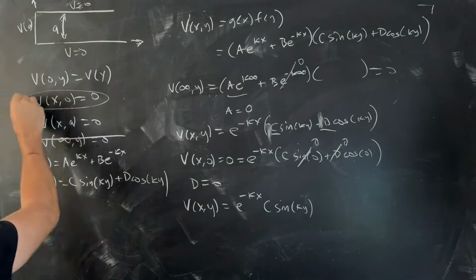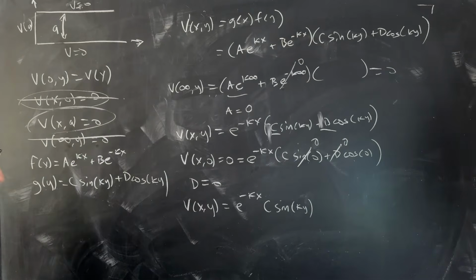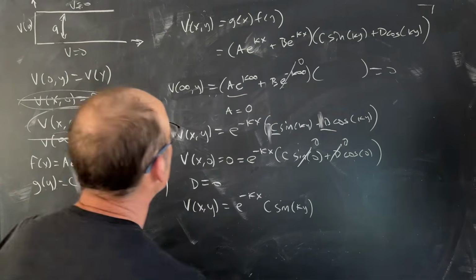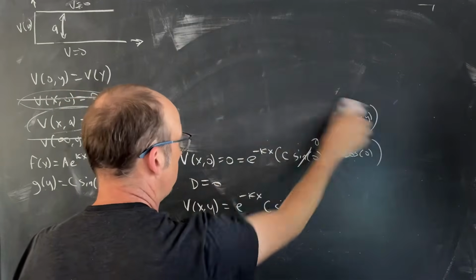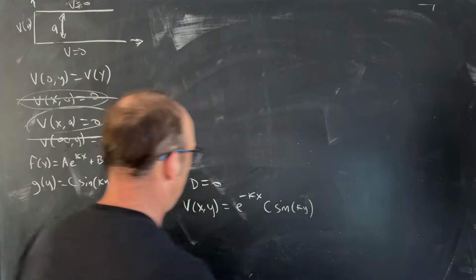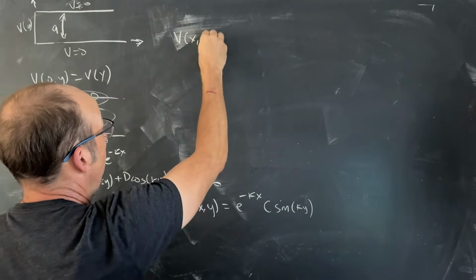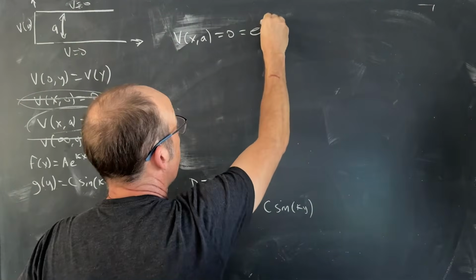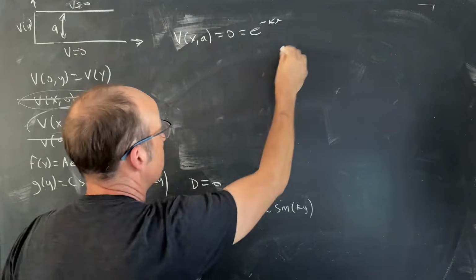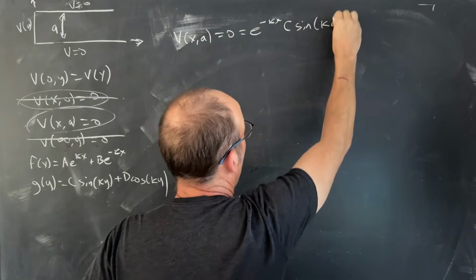So we use that condition. Let's use this one right here. Let's say at y equals a, it has to be 0. So if I put that in, let's just go back up to the top. So v of x, a is equal to 0. And so that's going to be equal to e to the negative kx, x is just x, c sine of ka.